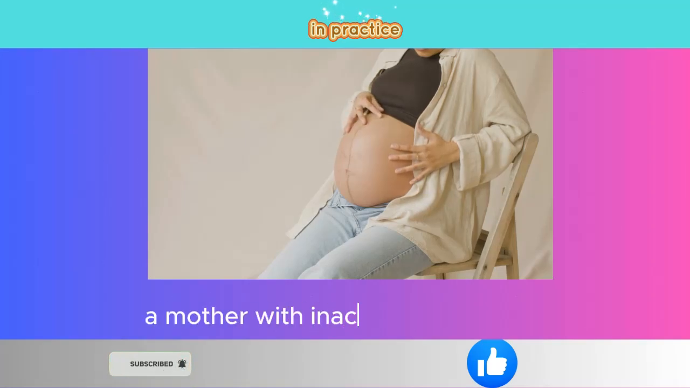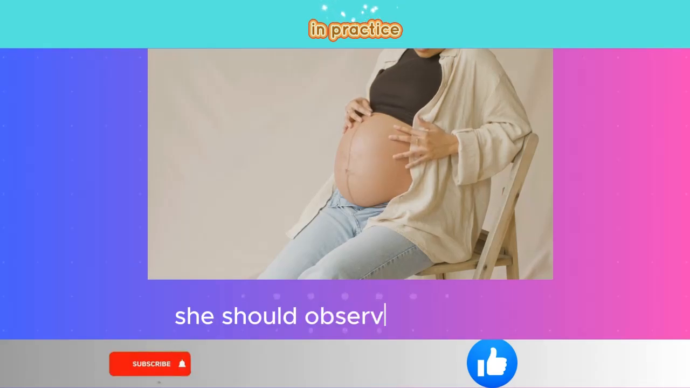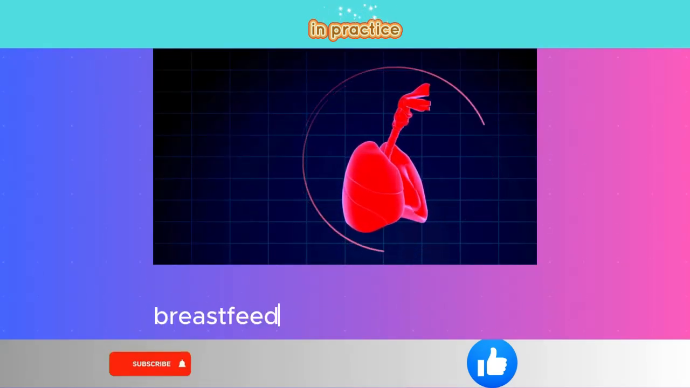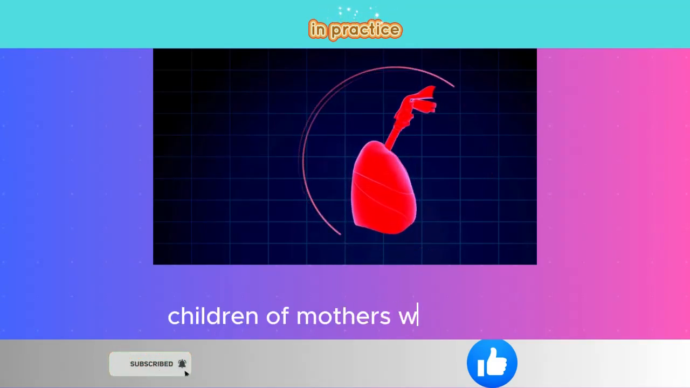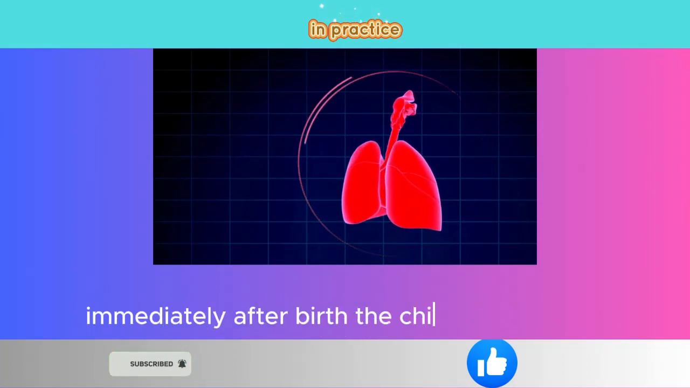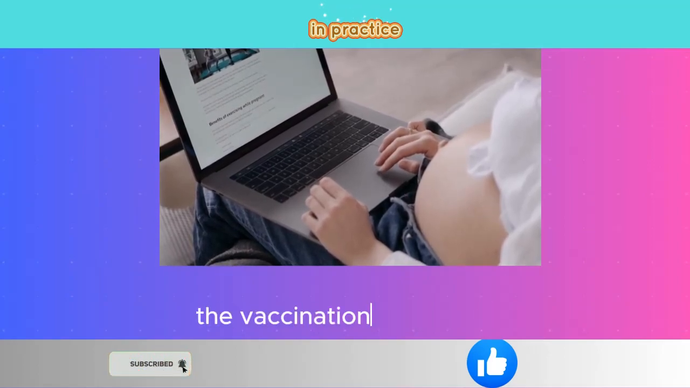A mother with inactive tuberculosis can breastfeed her child if she wishes. She should observe more rest. If the inactive state is less than 2 years, breastfeeding may be dangerous. Children of mothers with active open tuberculosis should be separated from the mother immediately after birth. The child is given BCG. If the child's weight is low, the vaccination is delayed.